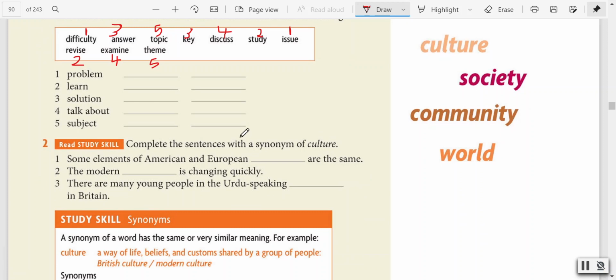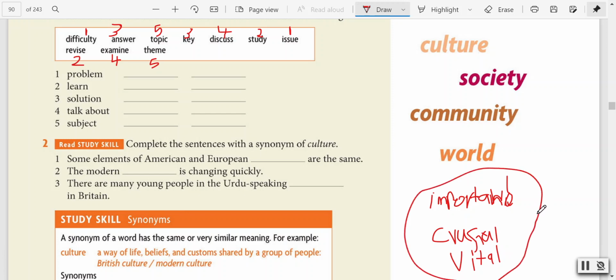For example, another example for synonyms, we have important, and we have crucial, and we have vital. All of them, they are synonyms, okay? They have the same meaning. Important, crucial, vital, all of them have the same meaning.